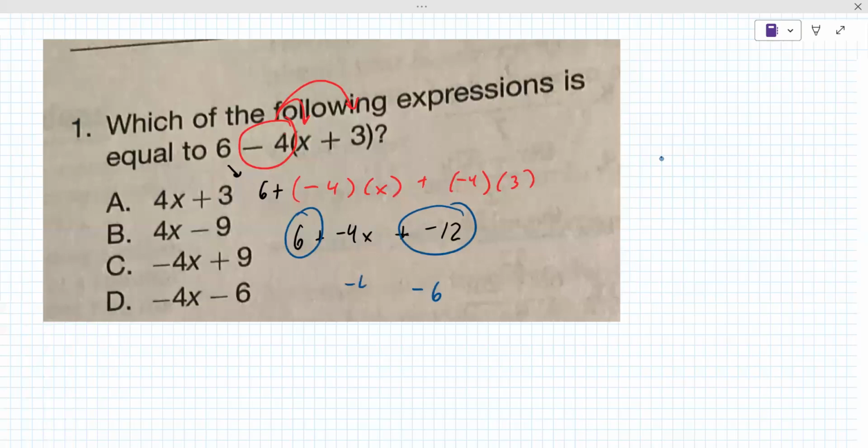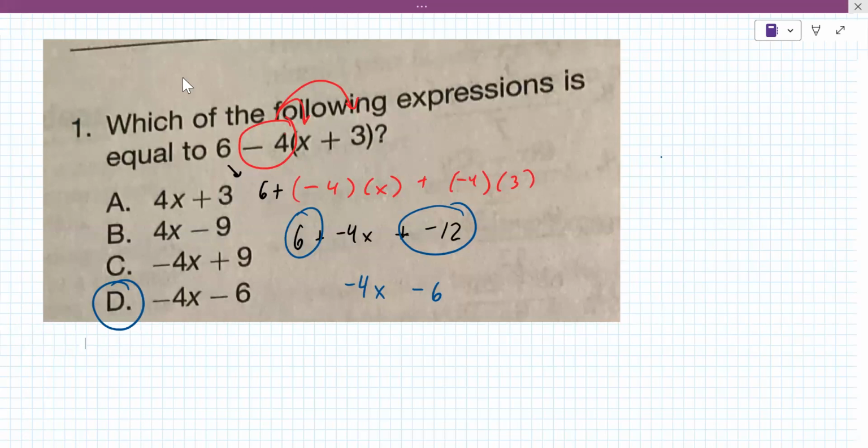-4x minus 6. What is your correct answer here? Like to the question itself? Yes. Which one, A, B, C, or D? Oh, it would be D. Good. Okay. Do you want me to give you one like this?